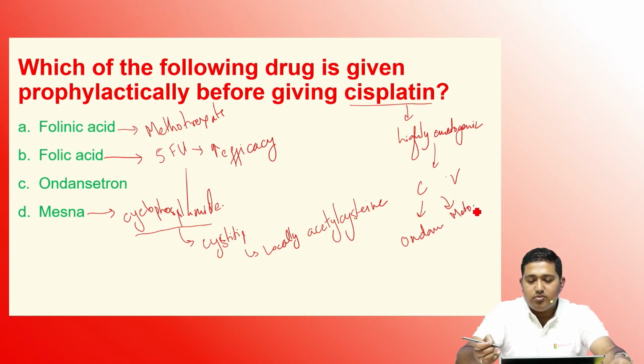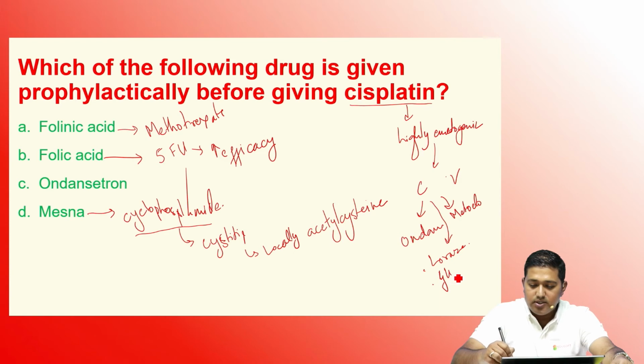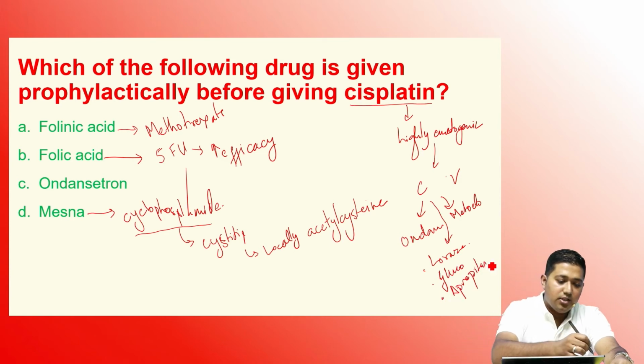Sometimes if the vomiting is so severe, in that scenario you might want to use some adjuvant antiemetics like lorazepam, glucocorticoids, and another new drug, aprepitant. Okay, so the answer here would be ondansetron.